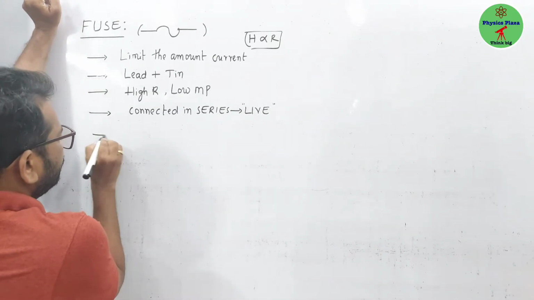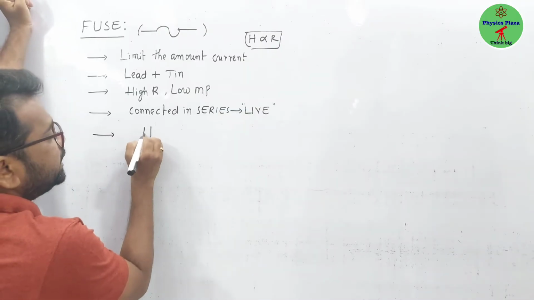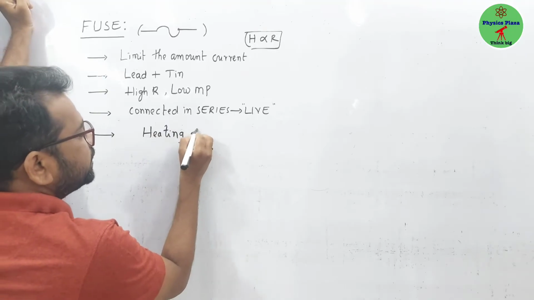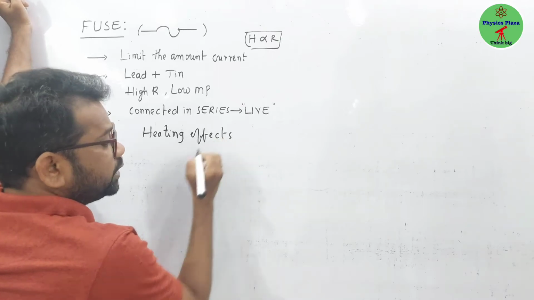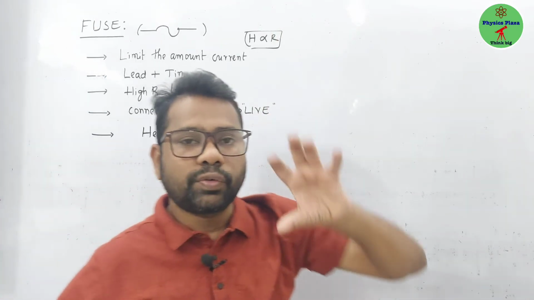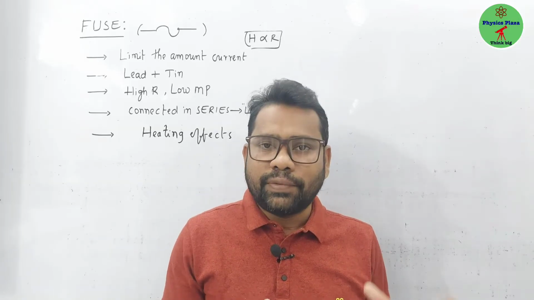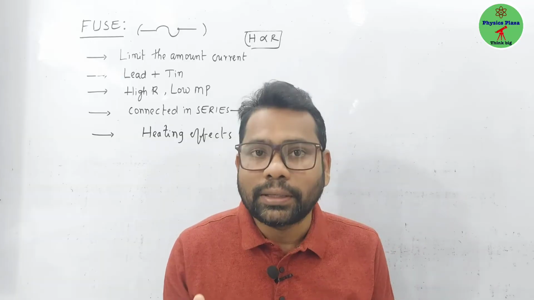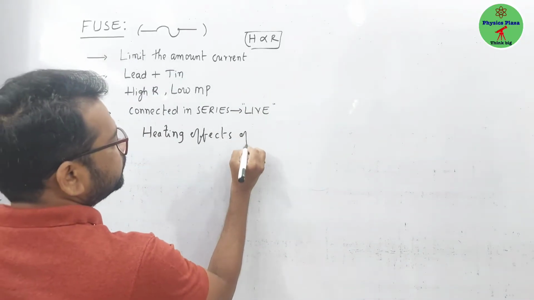And on which principle does it work, children? Heating effect of current. Heating effect of current means what? Whenever a current passes through the fuse wire, due to its resistance, heat is produced. If excess current flows, excess heat is produced, so it will melt. That is the concept, it should get heated up. So, heating effect of current.